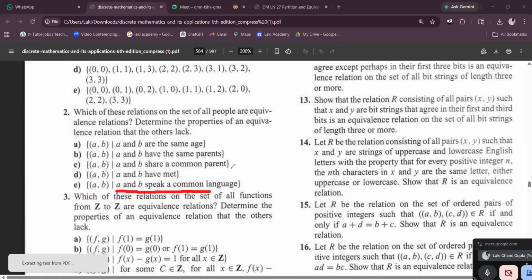A and B speak a common language. Let's suppose A and B speak English, right? B and C speak Hindi. It is not necessary that A and C speak the same language, right? Because B is common. B can speak English and Hindi, but A speaks only English and C speaks only Hindi. They are not sharing the same language, right?